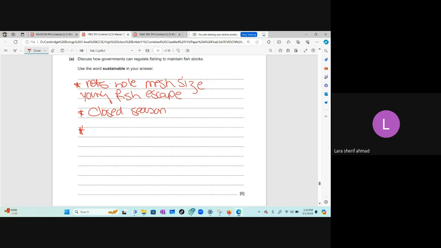Quotas. Very good. Fishing quotas. I cannot write properly here. You are only allowed to fish 100 kilograms of fish, not more. What else?